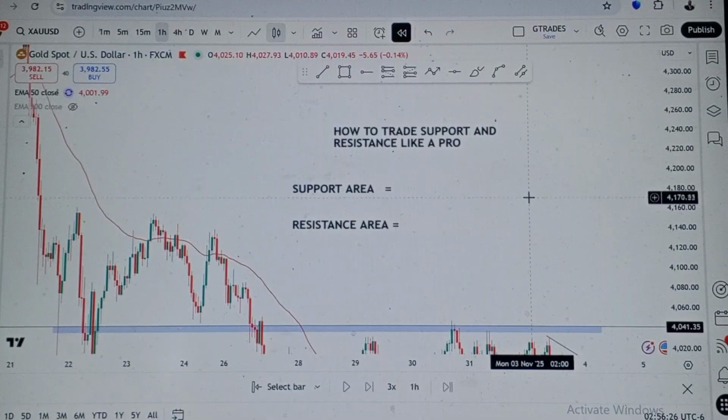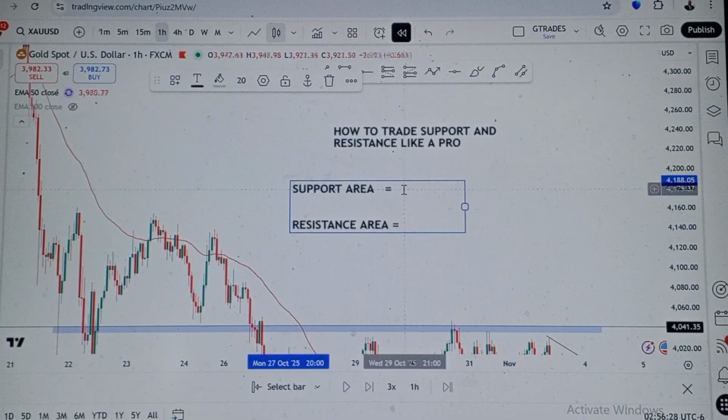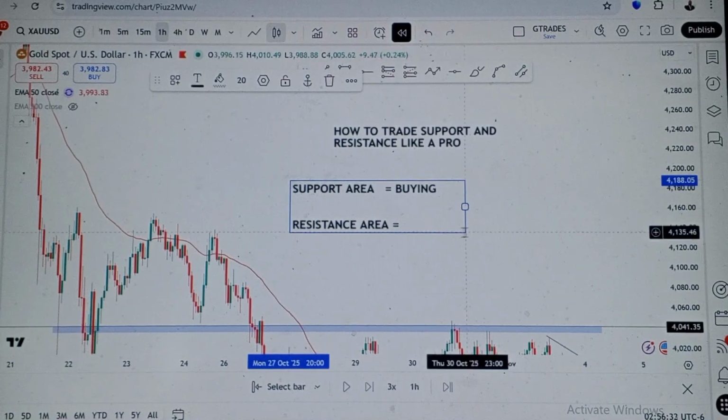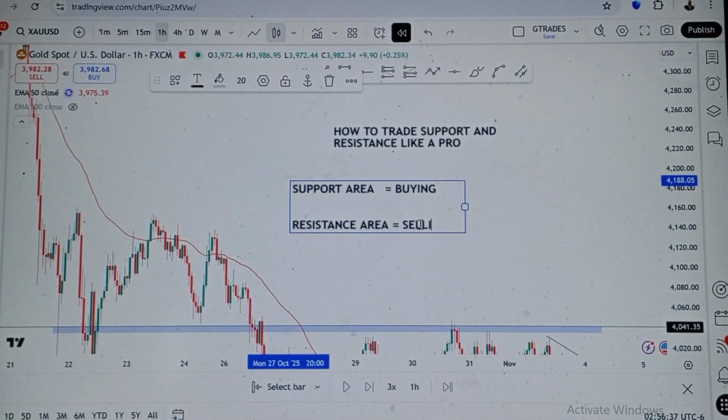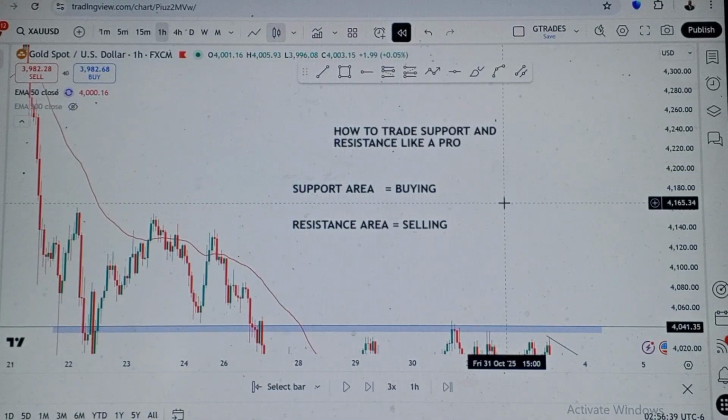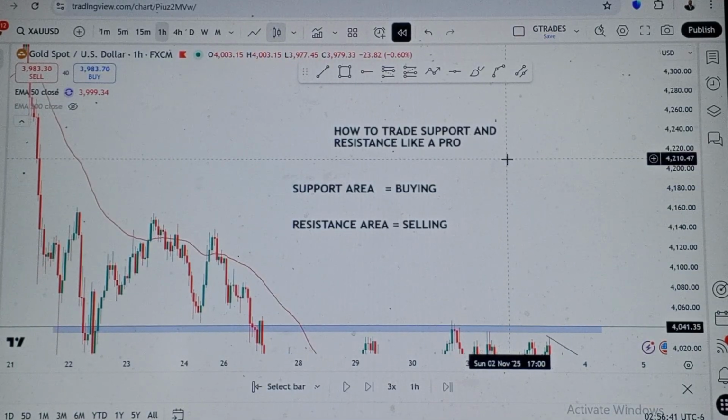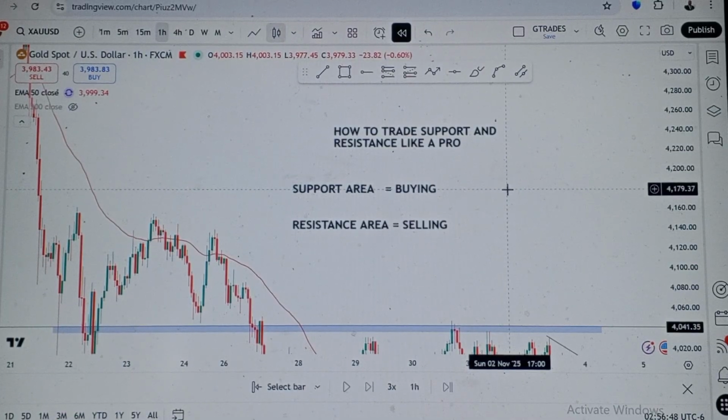Right now, you also know that a support area is an area where you want to look for what? Buying opportunity, right? And the resistance area is an area where you want to be looking for what? Selling opportunity. Now follow me, don't complicate issues. This is where people get complicated, when they learn too much and overthink in the market, and that's the reason why they don't make money every time.